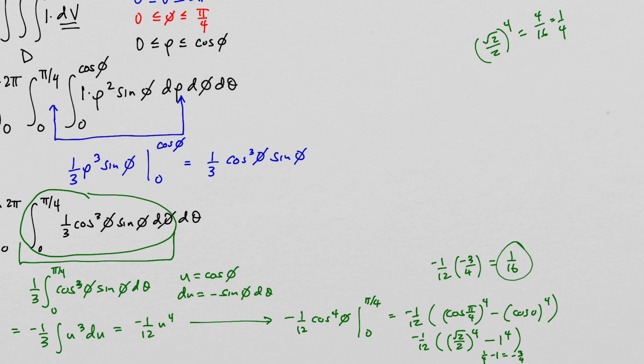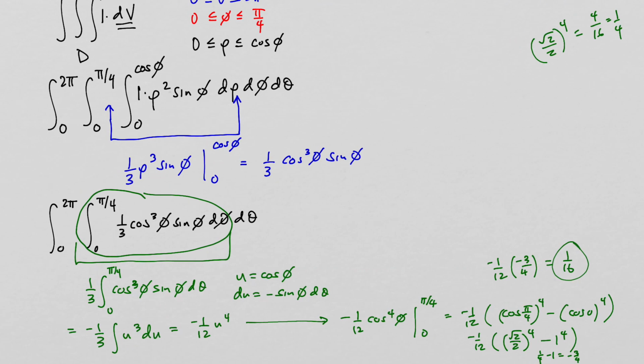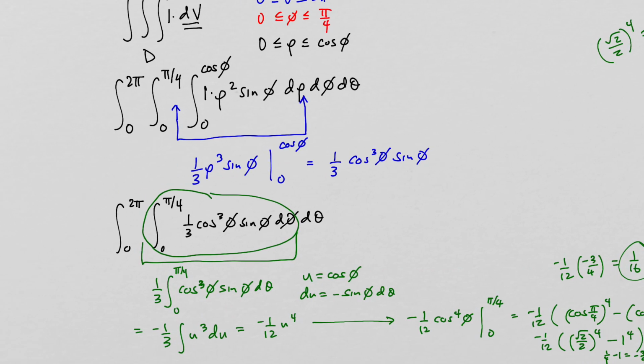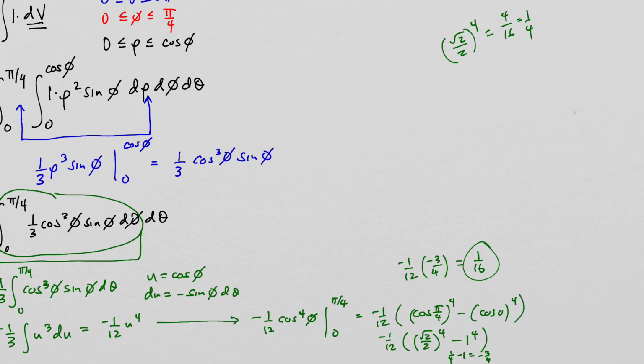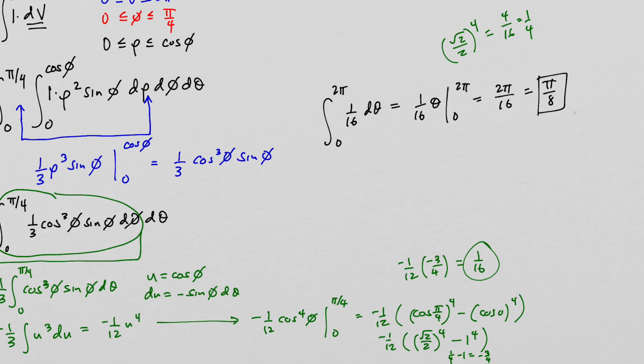So now our final integral is the integral from 0 to 2 pi of that result, which is 1/16, with respect to theta. And this, of course, is 1/16 theta from 0 to 2 pi. When you plug in 2 pi, you get 2 pi over 16, which simplifies to pi over 8.